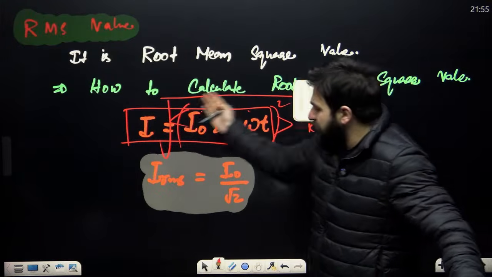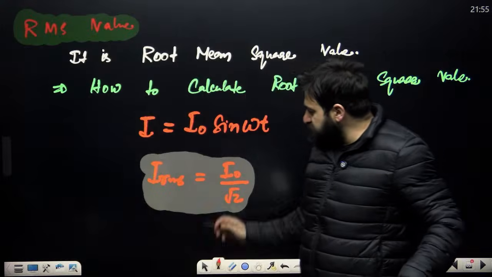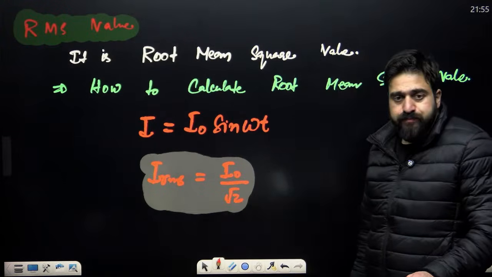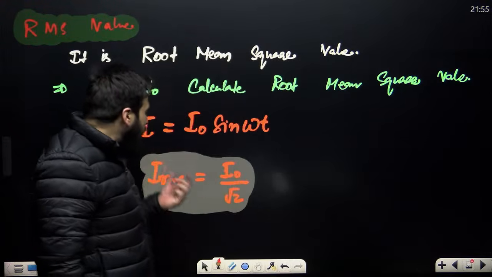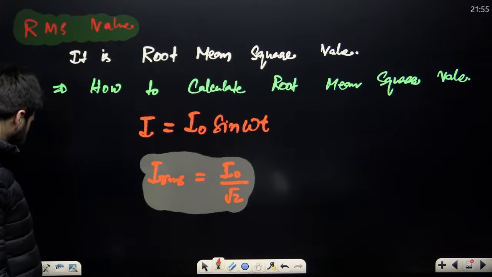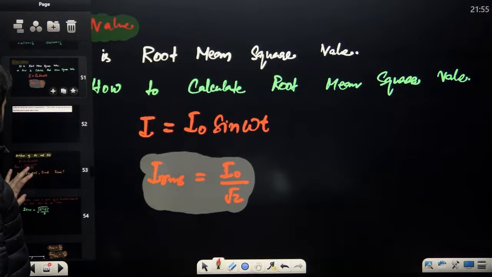Final result, I won't be doing that in detail over here. That's just the derivation. The final result will come out to be I naught by root 2, where I naught is the peak value. So from now onwards, if somebody asks you, what is the RMS value of sinusoidal current? You will say I naught divided by root 2. This is the RMS value of sinusoidal current.